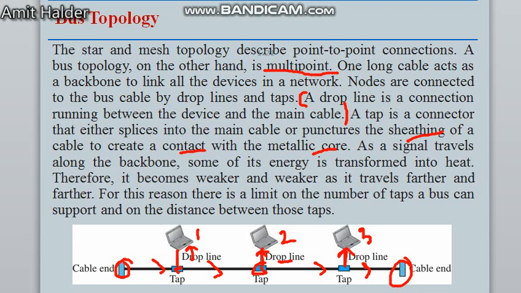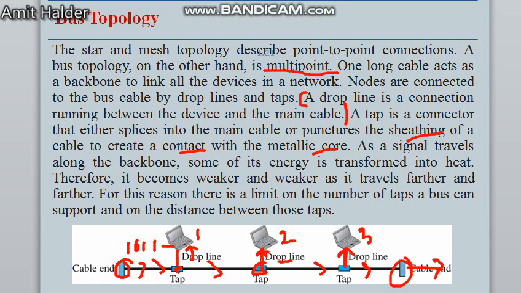As the signal travels along the backbone, if it is signal 100, the bit streams go through it, so some of its energy is transformed into heat. Therefore, it becomes weaker and weaker as it travels farther and farther. That means if the cable goes farther, the data may be lost. For this reason, there is a limit on the number of taps a bus can support. So the backbone has some capacity, and the distance between the tap and the node, known as the drop line, is also important.